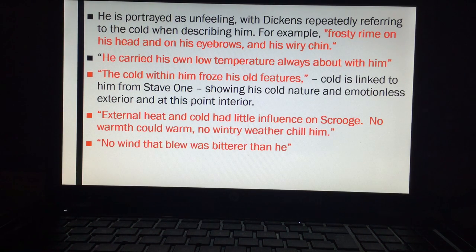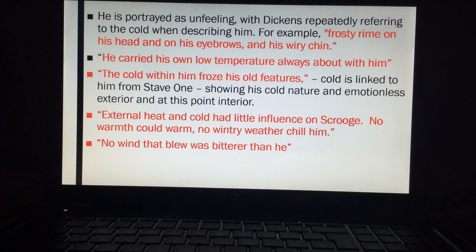Another quotation: the cold within him froze his old features. So on the exterior, this frost is stuck to him, and now his interior is also frozen, and it's so cold that it freezes his facial features. So again, it's this metaphorical idea that this man is cold inside and out, emotionally, physically, spiritually, if you like.